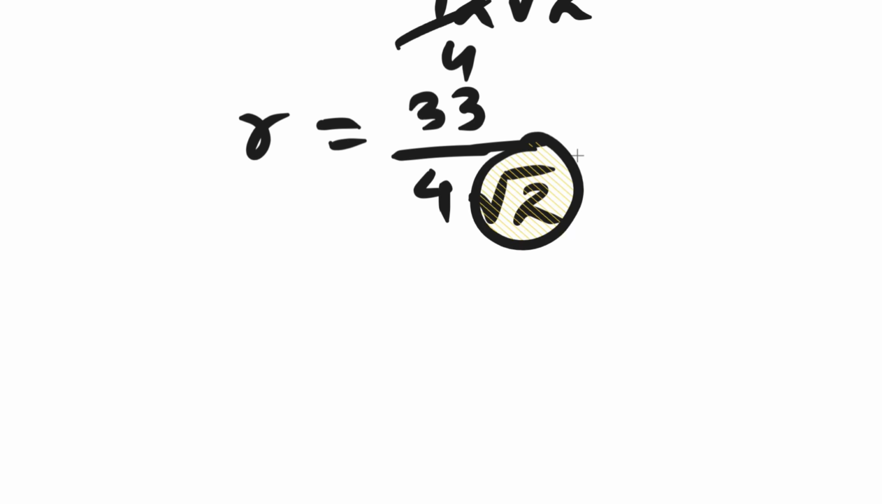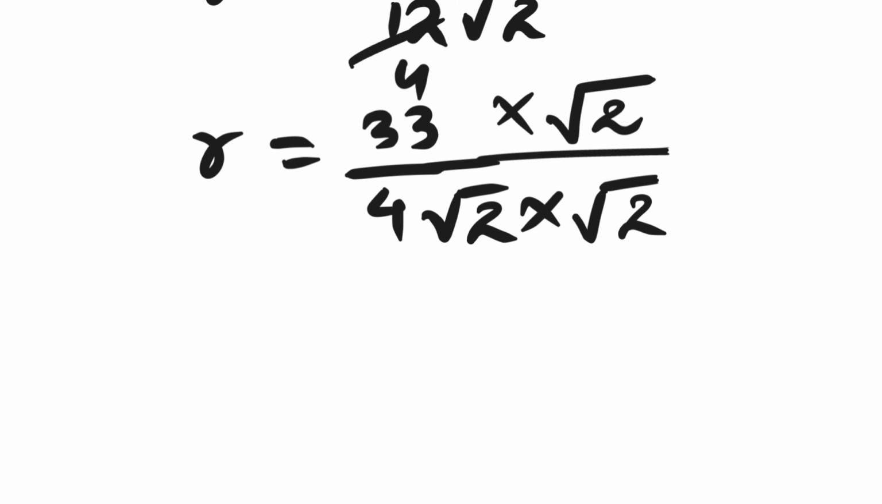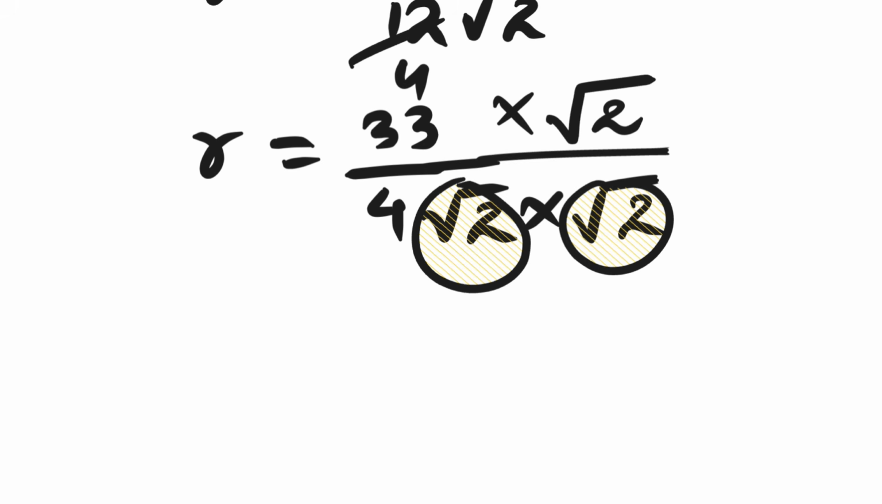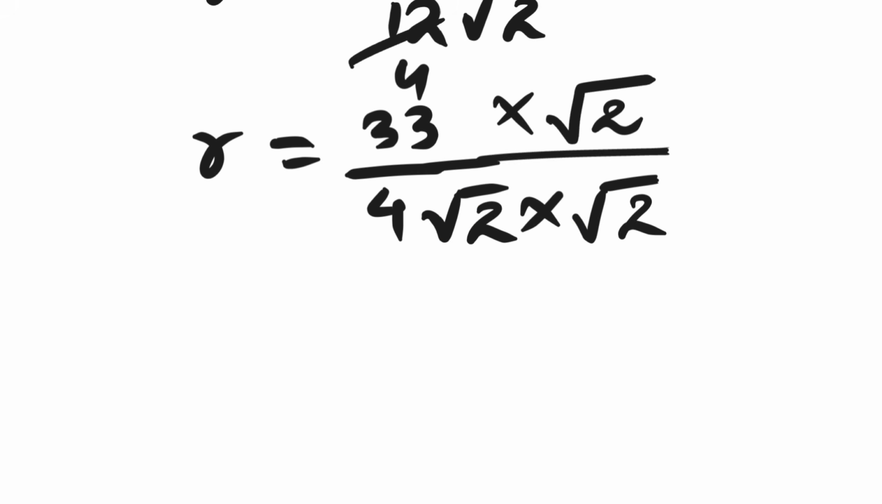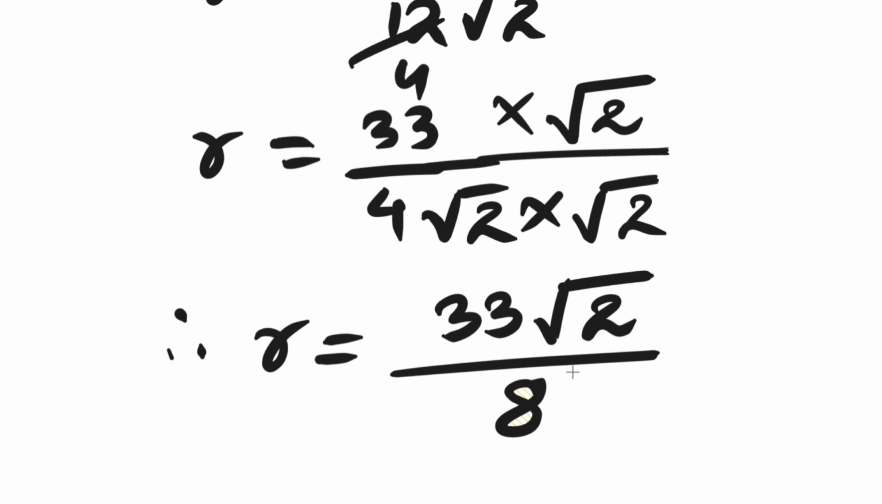We can rationalize the denominator by multiplying the numerator and denominator by square root of 2. So we get r equals 33 multiplied by square root of 2 divided by 4 multiplied by square root of 2 multiplied by square root of 2. Since square root of 2 multiplied by square root of 2 equals 2, the denominator becomes 8. Therefore, the exact radius is 33 square root of 2 divided by 8 units.